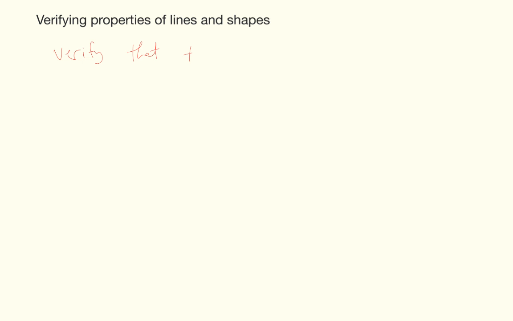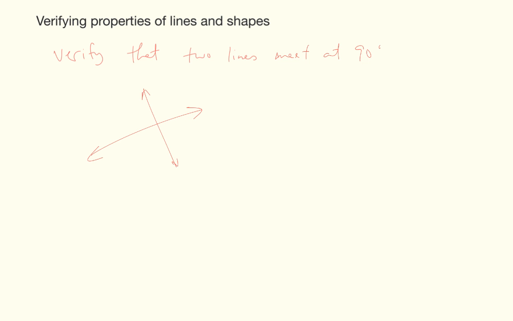For example, one thing that you might be asked to verify or prove would be to verify that two lines meet at 90 degrees or at a right angle, right? We know from last year that we could show this by calculating the slopes of our two lines. We have the slope of line 1, I'll just call it M1, and the slope of line 2, M2. We know that M1 is perpendicular to M2 if the slopes are negative reciprocals of each other.